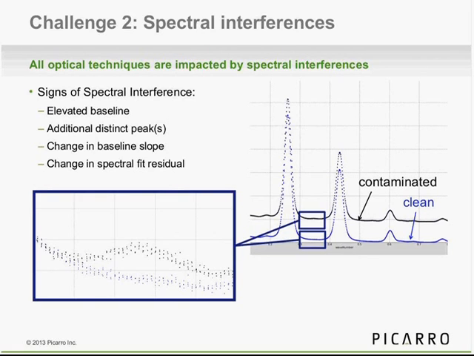As Elena mentioned, all optical techniques are impacted by spectral interferences. This is an example of how a spectrum can change due to interferences. For example, you can have an elevated baseline. On this figure on the right, you've got a clean sample versus a contaminated sample. You can also have additional features on that spectrum, such as additional distinct peaks due to interfering molecules like methanol and ethanol.